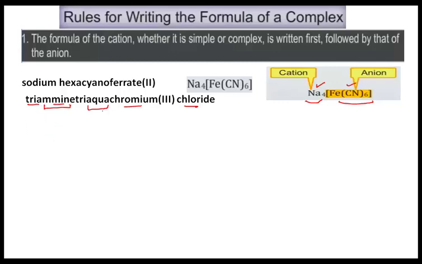First of all, because a complex is there, the complex has to be written within square brackets. Then we focus on the central metal atom, which is chromium, so I am going to write Cr. Then triammine: ammine is NH3, and how many times? 3 times.